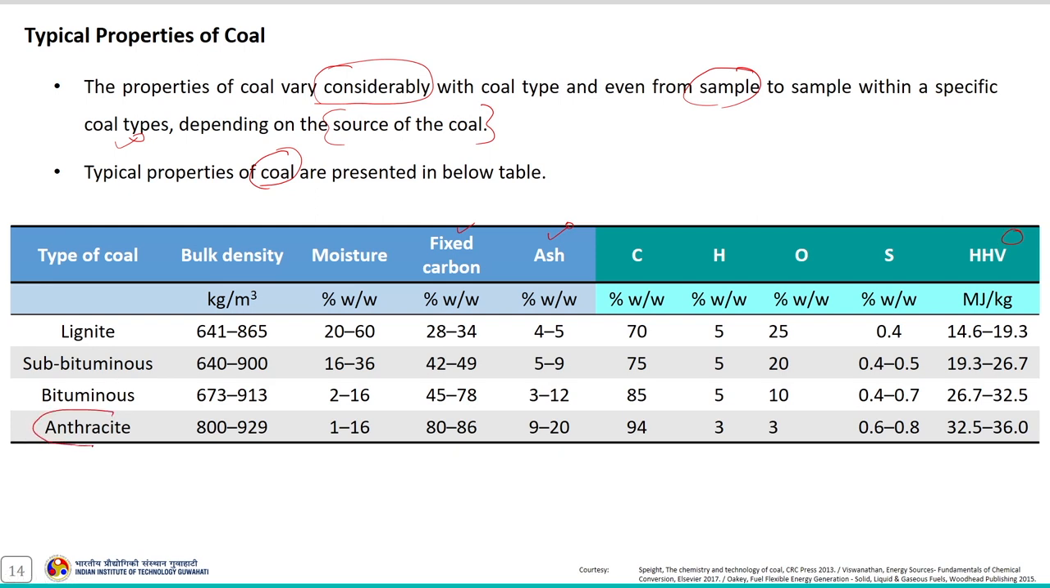And from this table, it appears that the anthracite has the highest fixed carbon content and higher heating value compared to that of the lignite, because the lignite has fixed carbon content in the range of 28 to 34, which is significantly low. Also, the higher heating value of the lignite is in the range of 14 to 19, that is substantially lower than that of the anthracite. Even the oxygen content in the anthracite coal sample is significantly lower than that of the lignite coal, while the moisture content in the lignite coal is quite high compared to that of the anthracite. And because of these two properties and high fixed carbon content, anthracite has relatively higher heating value compared to that of the lignite and other coal samples.